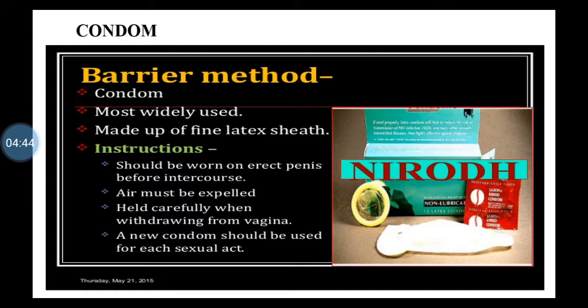Now most of the time this condom can be used along with spermicidal agents also. So chemical agents can be used along with this, which will provide extra protection against pregnancy. And also they protect persons from sexually transmitted diseases.